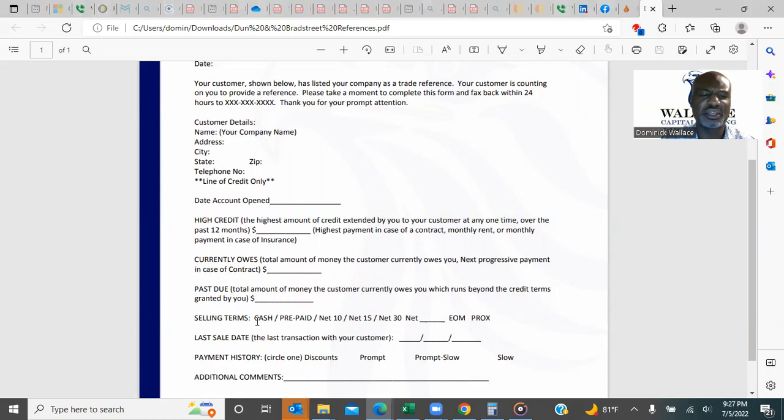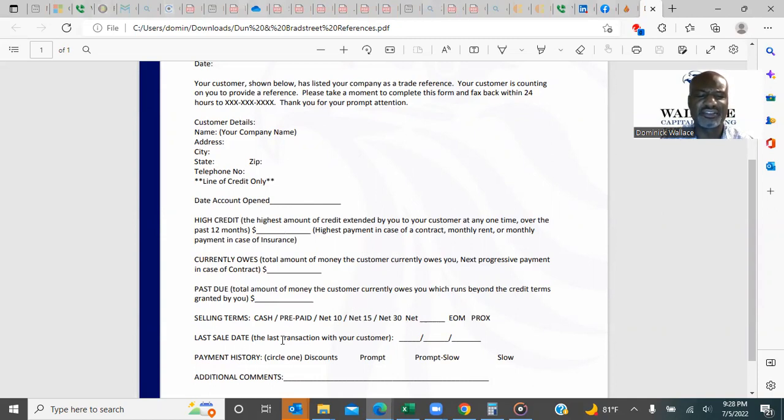So cash means that you're just paying for the service. There's really no terms. Prepay means paying in advance. Net 10 means 10 days to pay. Net 15 means, of course, 15 days to pay, and net 30 means 30 days to pay. And then there's another one here if it's more than net 30 days. And us as the vendor or the lender, we would just circle one of those.